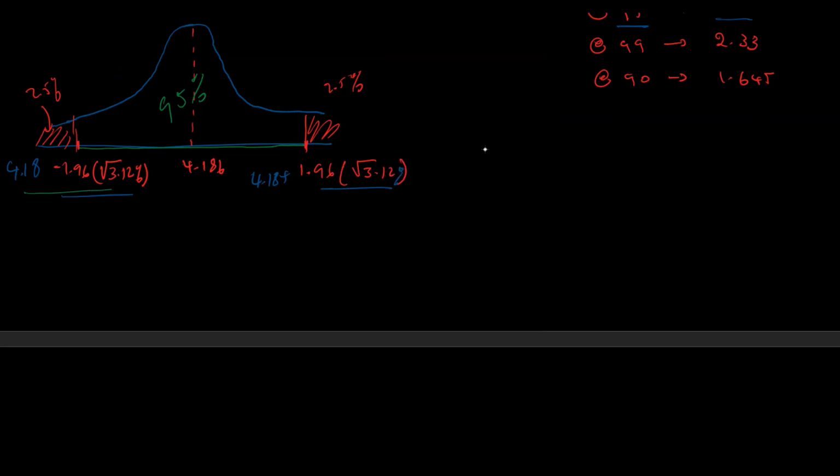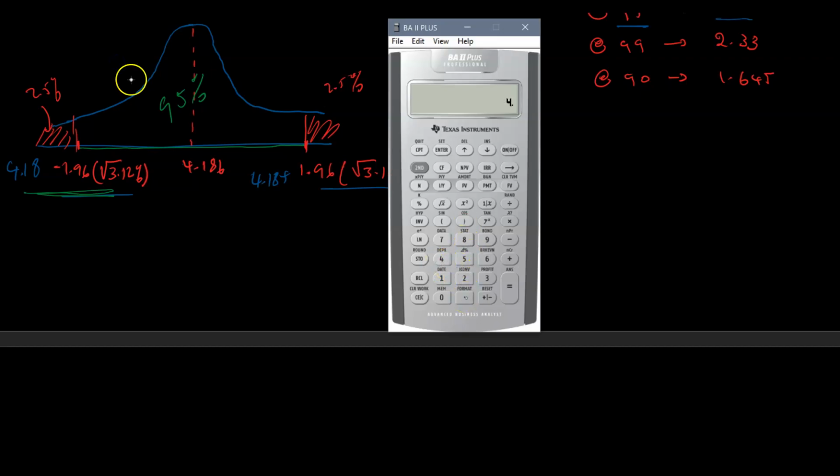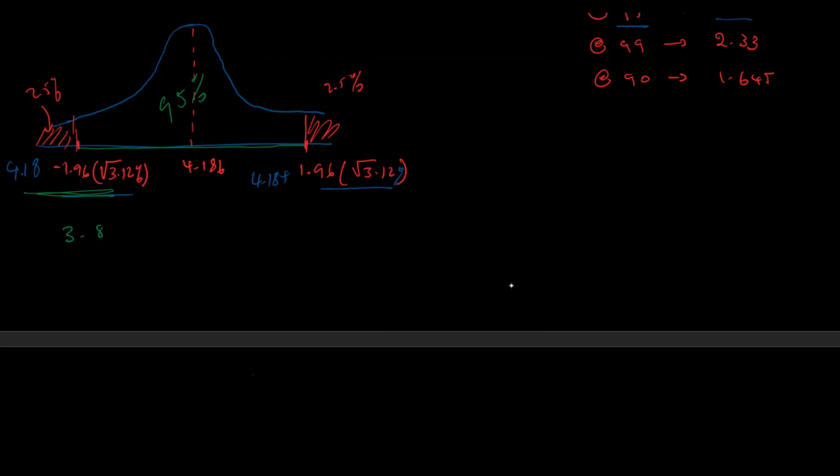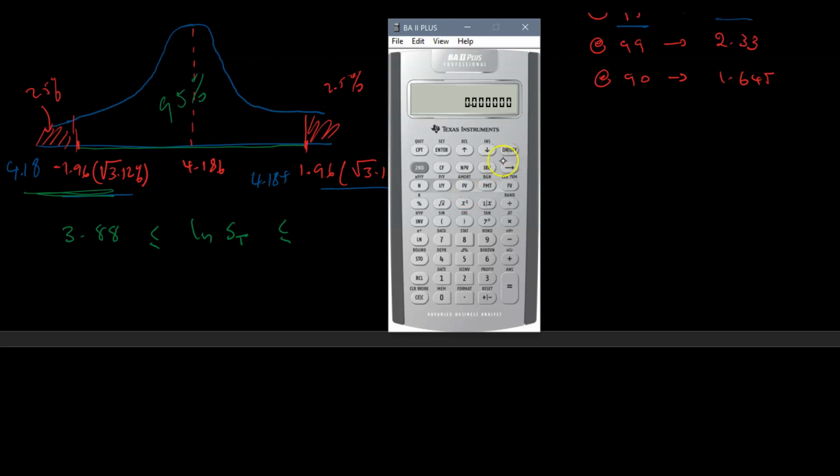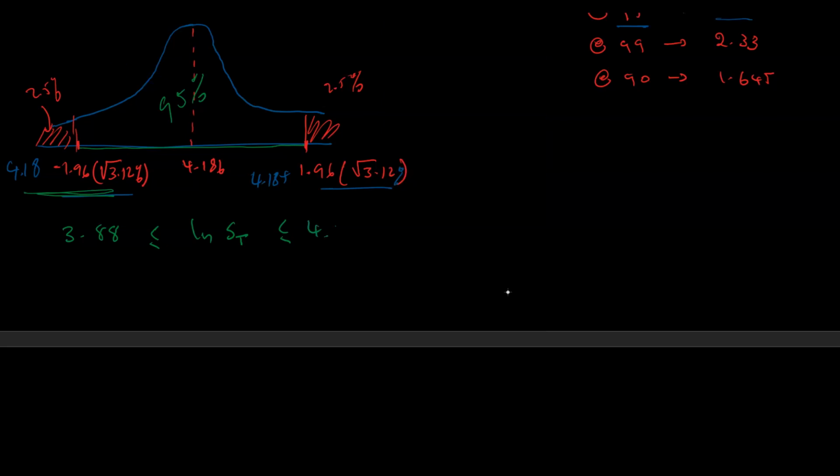And so the lower bound that we have here would be 4.18 minus recall 1, and the upper bound 4.18 plus recall 1. And so what do we have? 4.18 minus recall 1 equal, that's going to be 3.88. So here I'm going to have 3.88 less than or equal to the log of ST, and that's going to be less than or equal to 4.18 plus recall 1 equal, that's going to be 4.52.